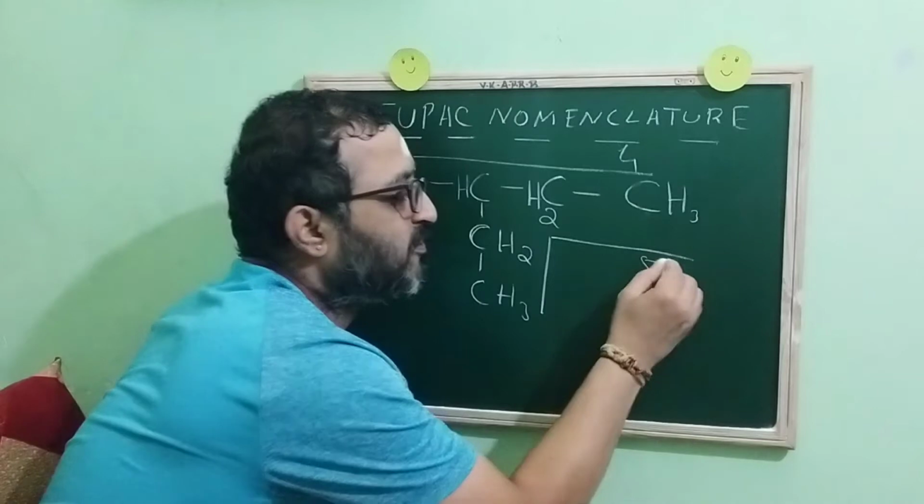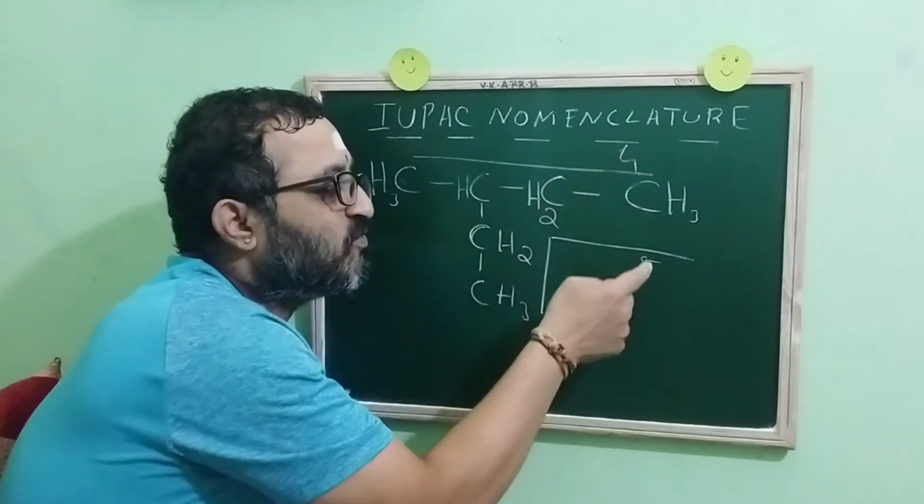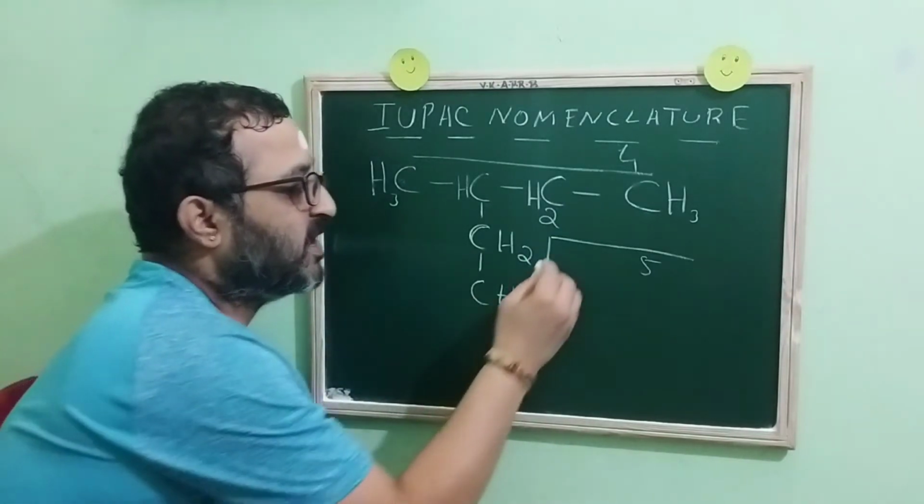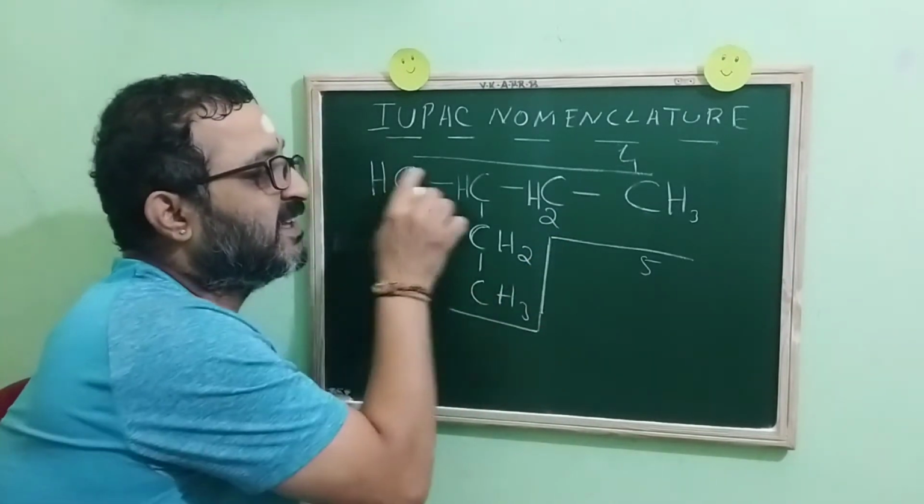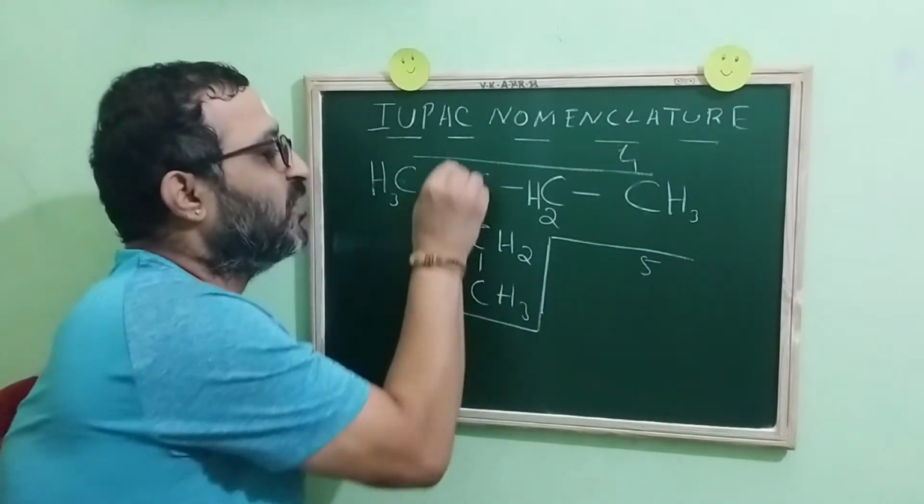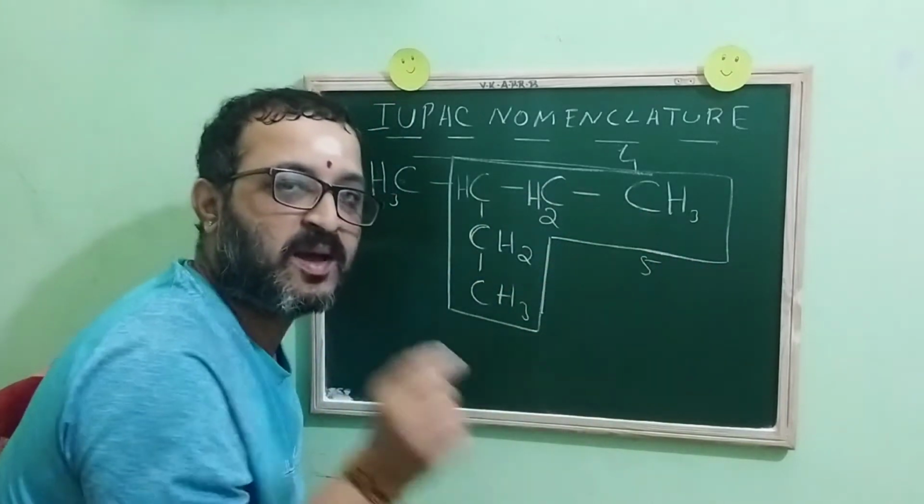On splitting, if I consider this as 1, 2, 3, 4, 5, then the number of carbon atoms in the parent chain will be what, children? 5. Out of 4 and 5, which is more? Obviously, it is 5. Now, common sense says that the straight chain is not my parent chain. My parent chain will be this one, the one which I have put in a block.